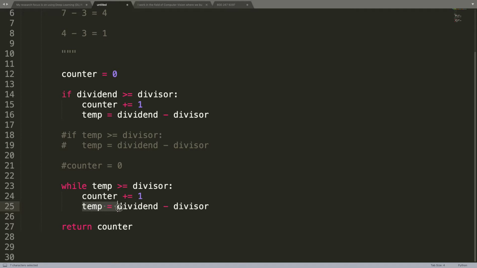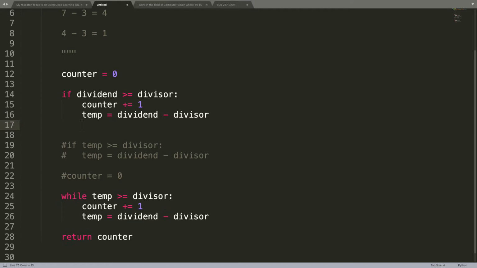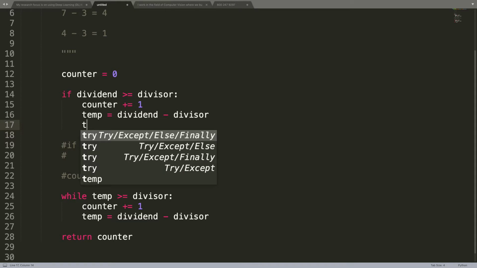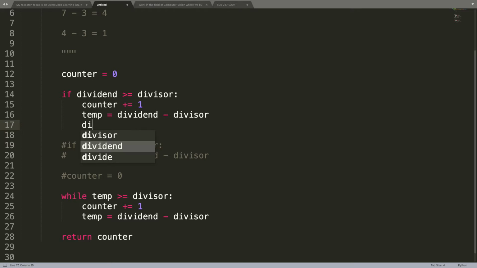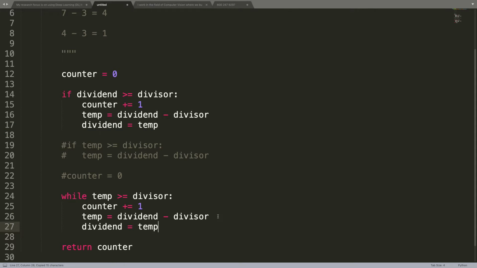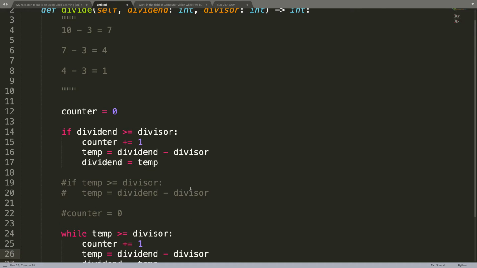Something is wrong here. My dividends has to change. My dividends has to be updated. So immediately this is done, dividends has to change to temp. The same thing will be applicable here. So let's start all over again and check.